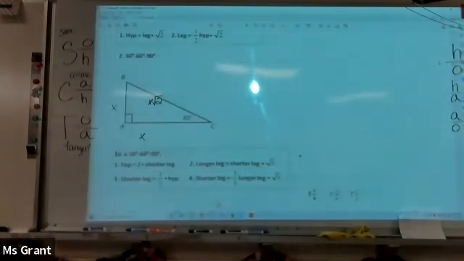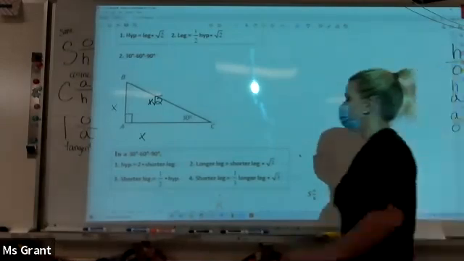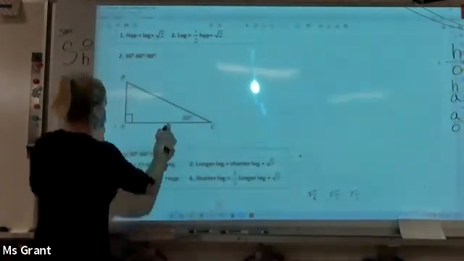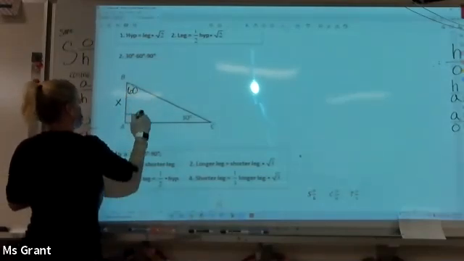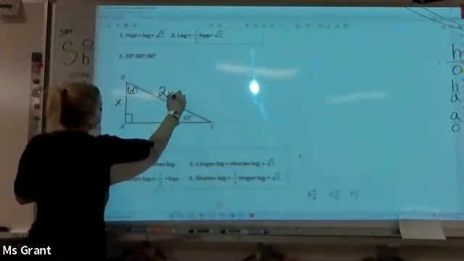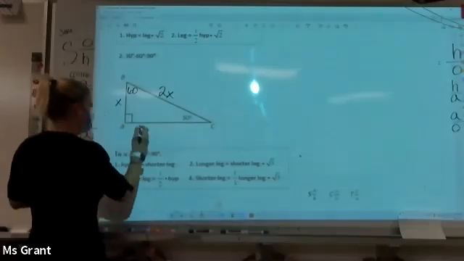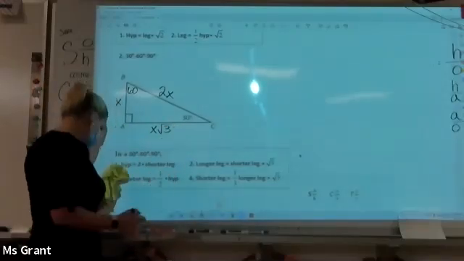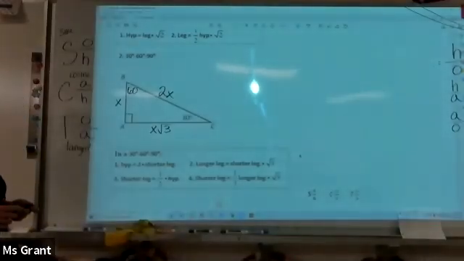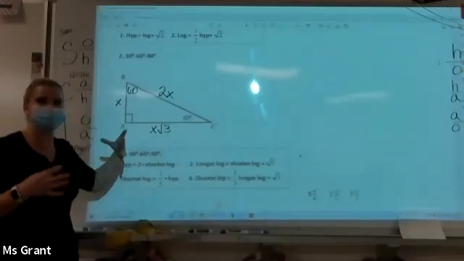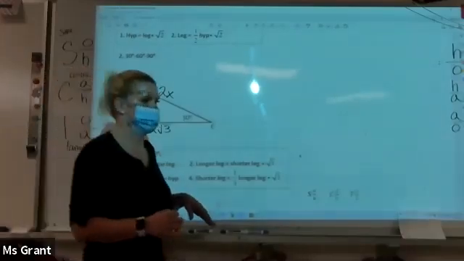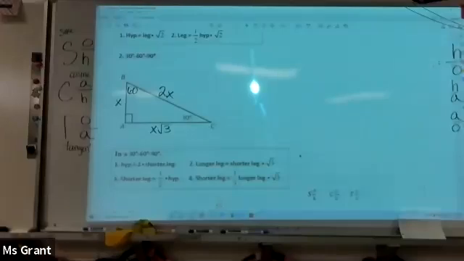30, 60, 90. Opposite the 30 is my smallest side. Opposite the 90 is double the shortest side. Opposite the 60 is x rad 3. So last night for homework, I had you guys put ones in. We practiced that and we filled in a chart. We'll use that chart in the future. So this is all easy stuff. I'm sure you're confident and good there. Okay.